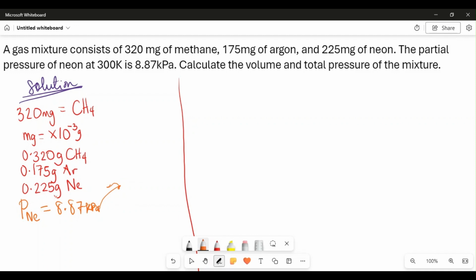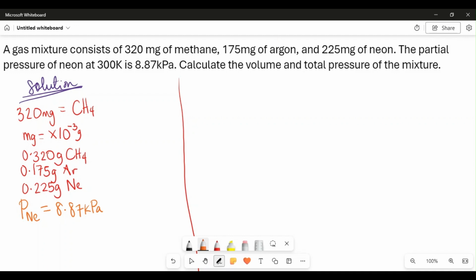Now we only know the pressure of neon because this is a gas mixture. Anytime you're dealing with a gas mixture with different gas components, you have to understand that the pressure that each gas exerts would be different, except if the question tells you otherwise. So the total pressure is not going to be just the pressure of one gas, it's going to be the pressure of every single gas. So this 8.87 kilopascal is just the pressure of neon.